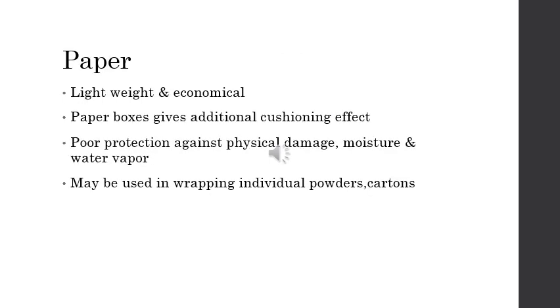Next material is paper. So paper is lightweight and economical. Paper boxes give an additional cushioning effect but poor protection against physical damage, moisture and water vapor. Generally, it is used for wrapping individual powders and for secondary packaging, that is preparing cartons.